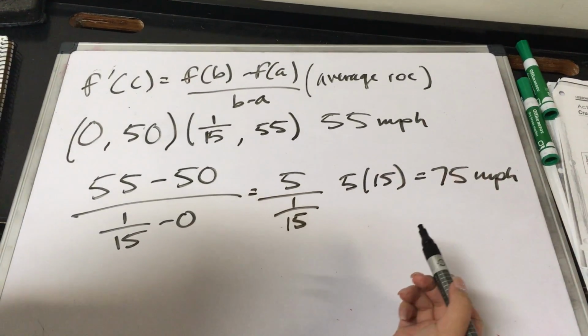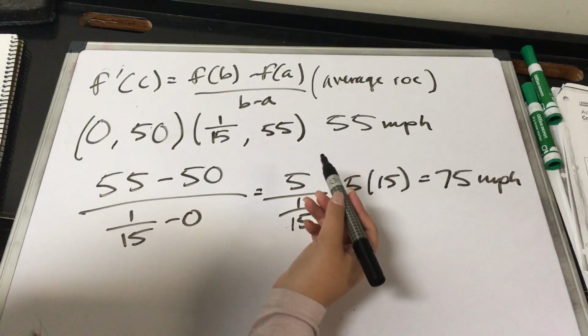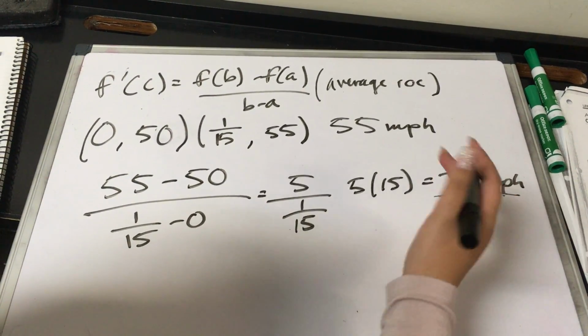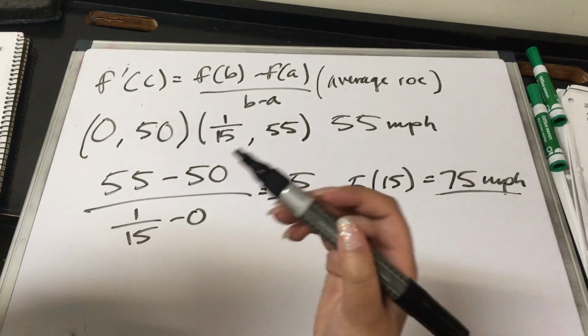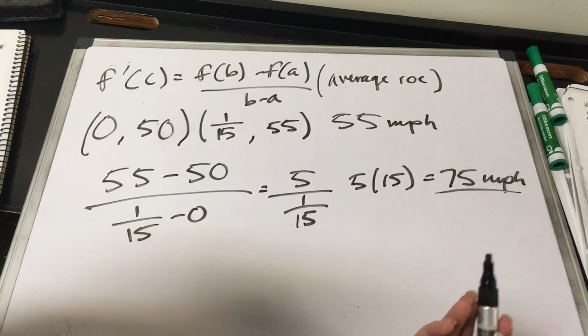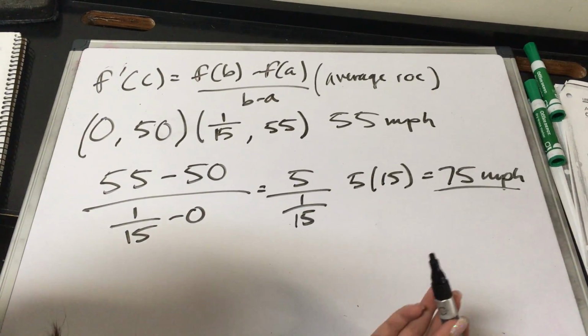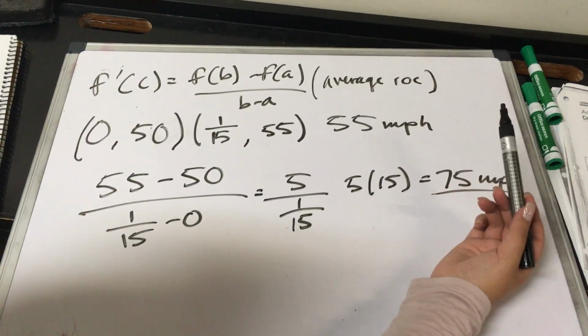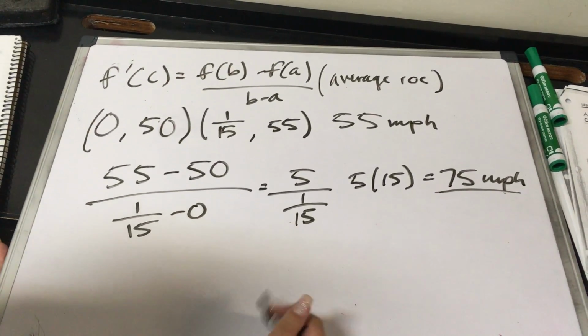So at some point between 0 and 4 minutes when you enter the freeway, you were going 75 miles per hour at one point during that interval. So if you get a ticket, they can cite the mean value theorem because you went over the 55 mile speed limit. And yeah, that is the mean value theorem.